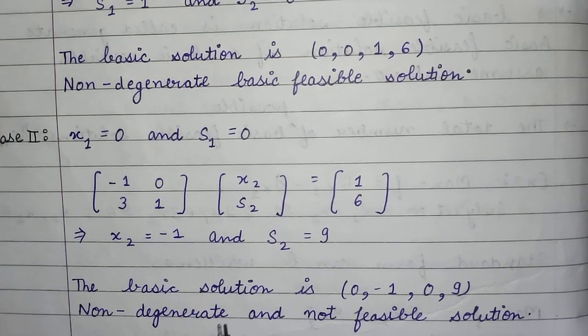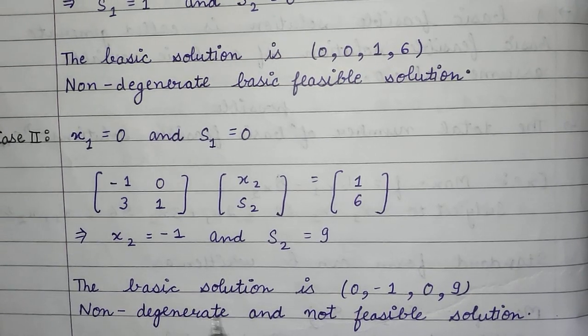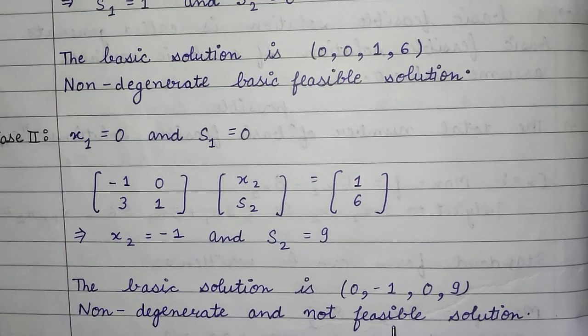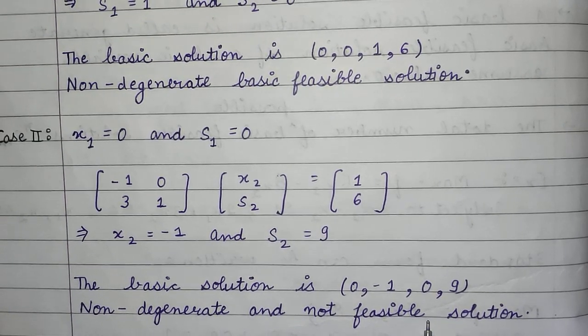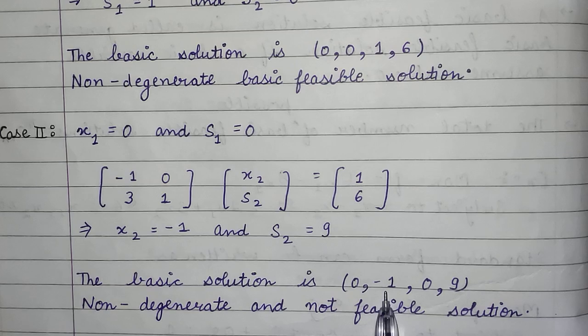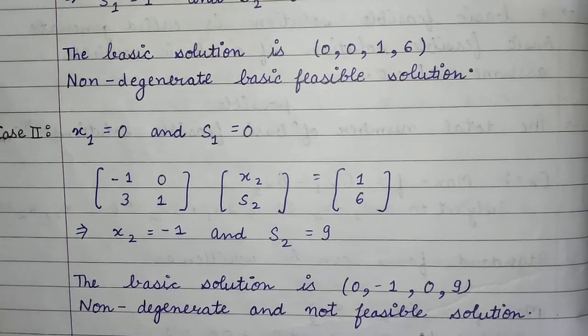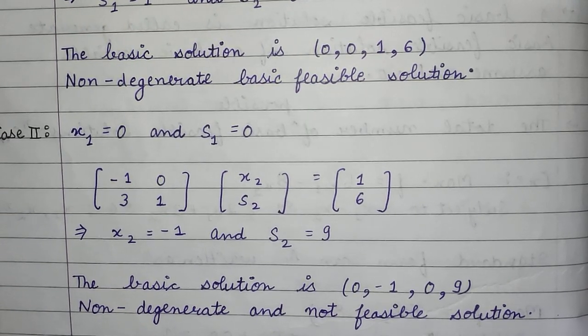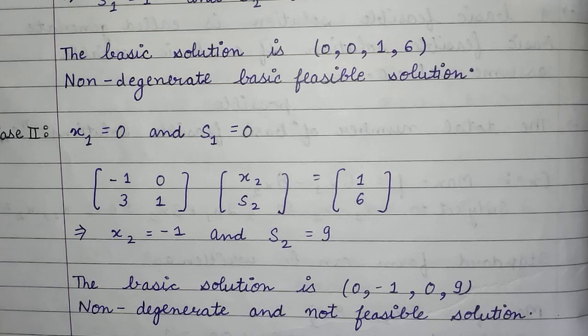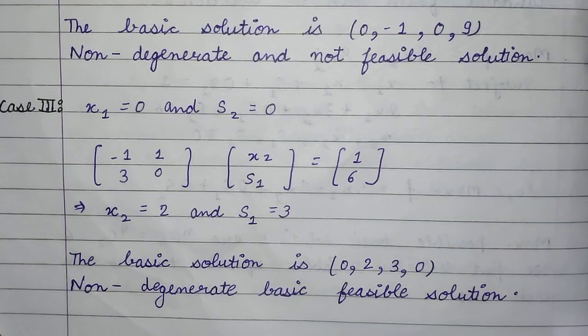So here our basic solution is non-degenerate and not feasible, because here x2 is less than 0. When the variable value is less than 0, it is not a feasible solution. We will not consider this case. Now take case number 3.